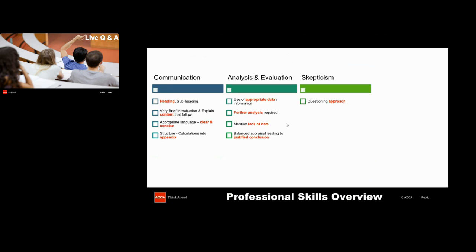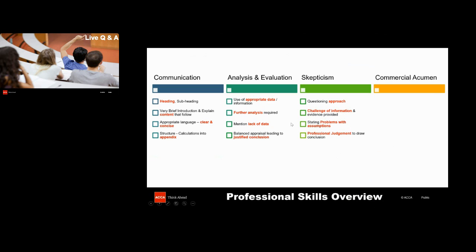Skepticism, very important. Question the facts given in the question. Challenge the information there. State that the assumption that is provided there is not realistic, if you don't feel it to be. You feel there is some problem with the assumption there. And conclude with professional judgment, draw a good conclusion.